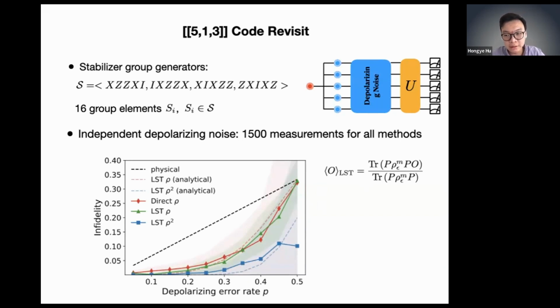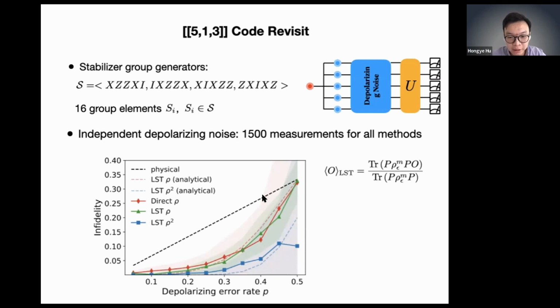So having understood these theoretical results, let's take a look at their practical performance with a finite amount of measurements. As a fair comparison, we use 150 measurements for each of the methods. Those solid lines indicate the mean value, and these shady areas indicate the first standard deviation.